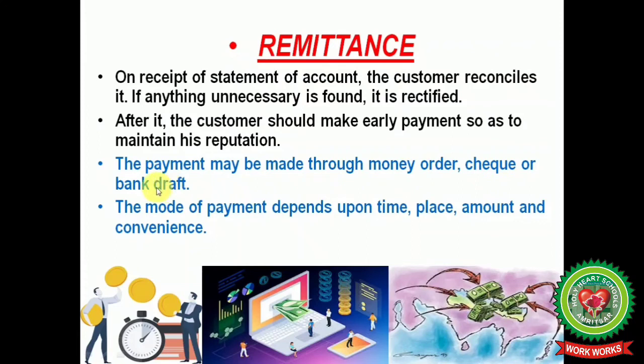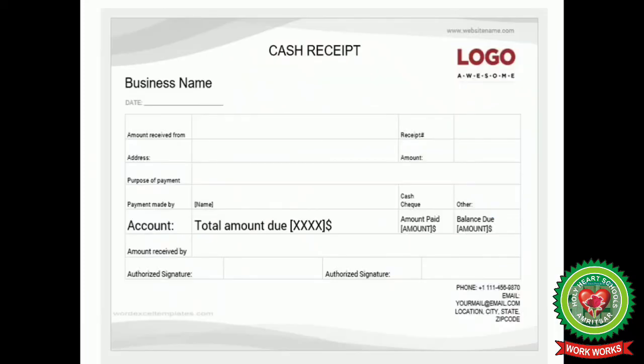The mode of payment depends upon time, place, amount and convenience, and that is called the remittance of money. It means at that time the amount is paid by the buyer. Then after remittance, we have the next document, that is receipt of payment, and this is the last document that is included in the documents of home trade.